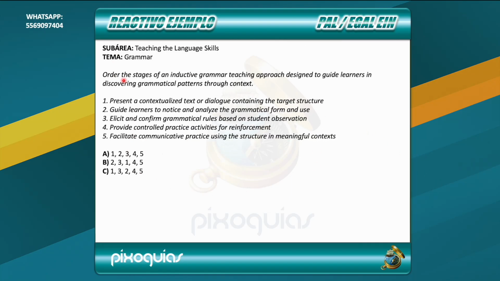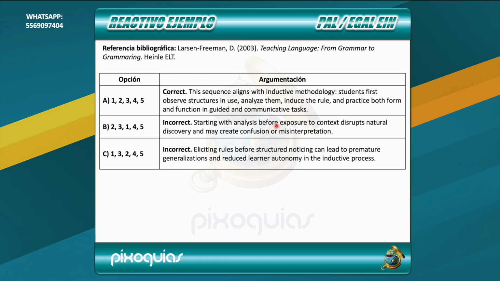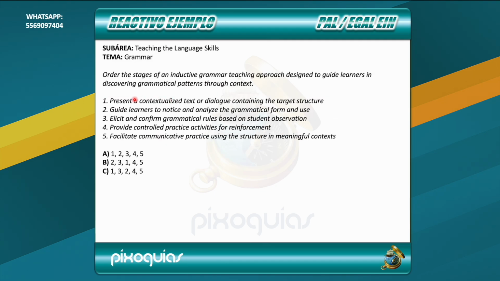This exercise is from the sub-area Teaching the Language Skills with the topic Grammar. Order the stages of an inductive grammar teaching approach designed to guide learners in discovering grammatical patterns through context. So, the correct answer is A, that is the 1, 2, 3, 4, 5 sequence, as we can see here.